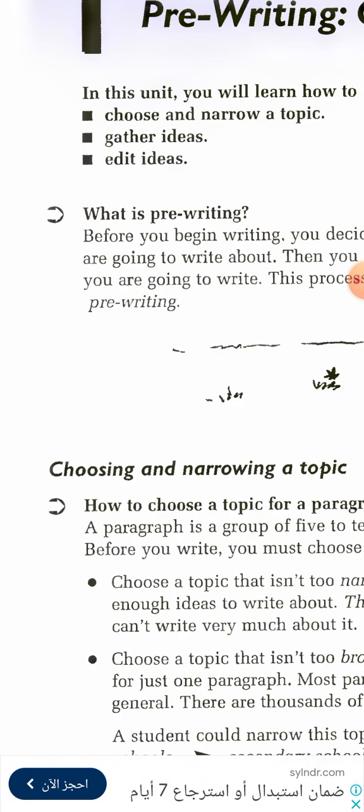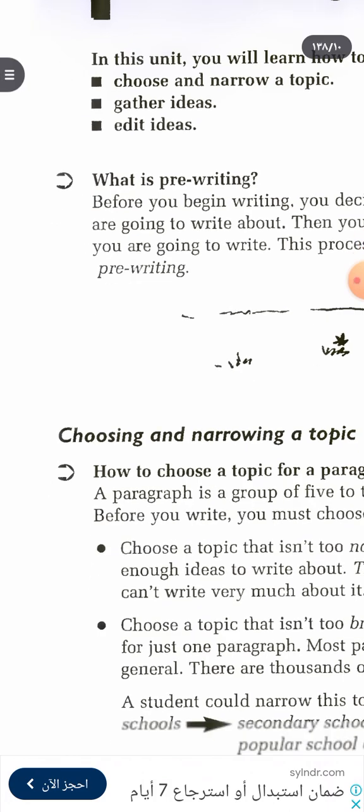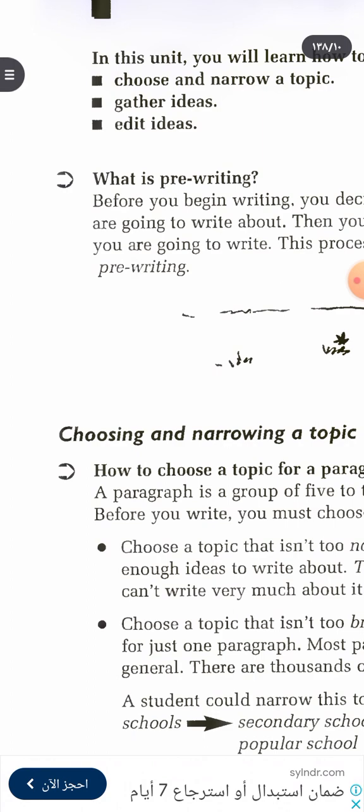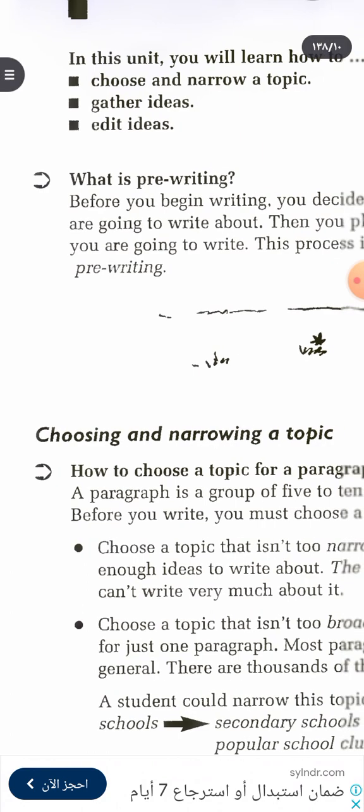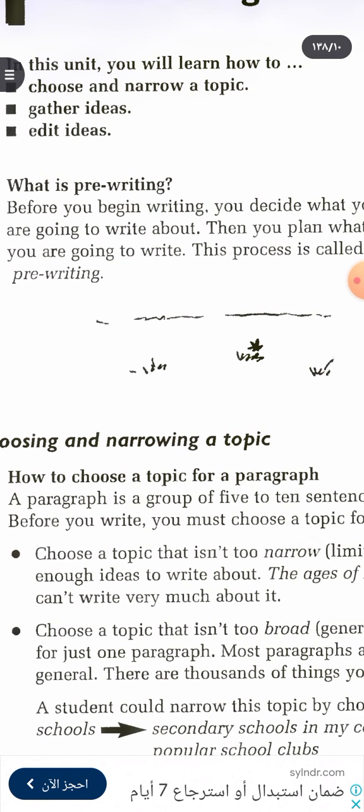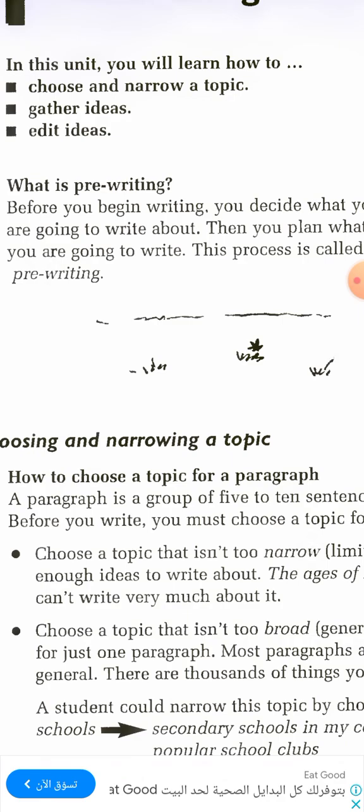So before writing, in this section, it's very important to pre-write. We are going to see what pre-writing is. Pre-writing is to prepare yourself for writing. You plan for writing. Before you begin writing, you decide what you are going to write about, then you plan what you are going to write. This process is called pre-writing. You prepare it before you start writing.